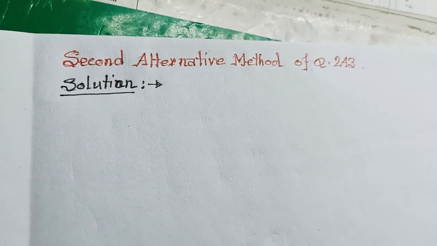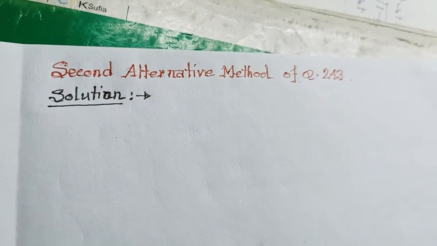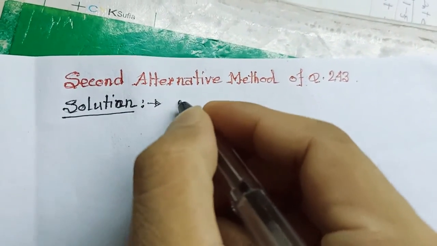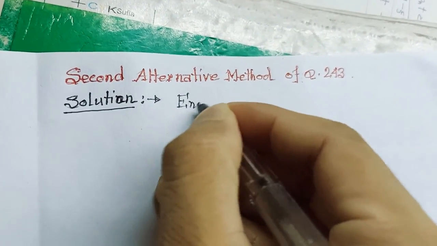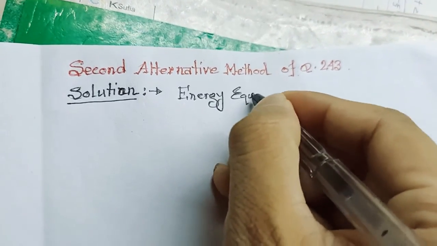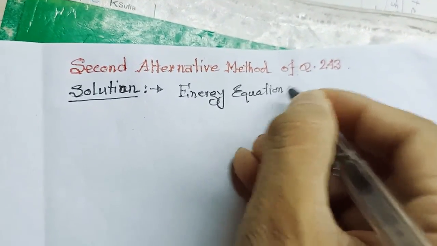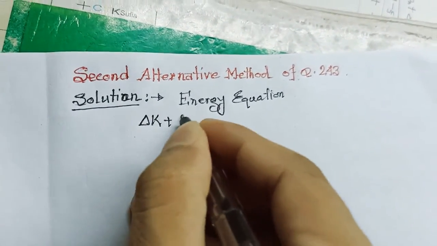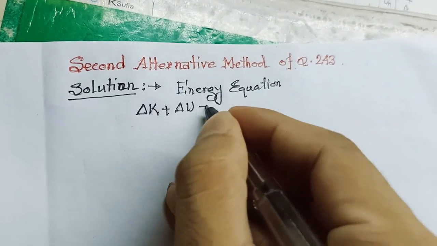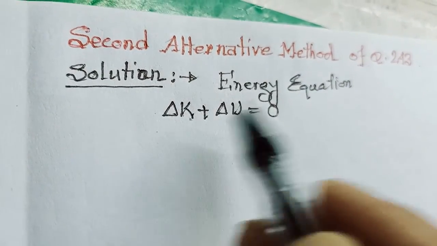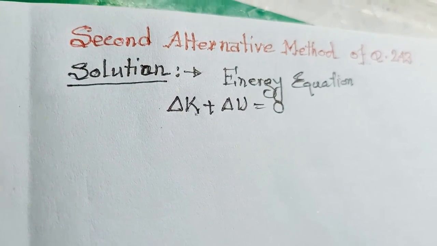I will show another alternative way of solving question number 243. For this type of solution, we'll use the energy equation. A statement of the energy equation is delta K plus delta U equal to 0. For conservative forces, change in kinetic energy plus change in potential energy will be equal to 0.